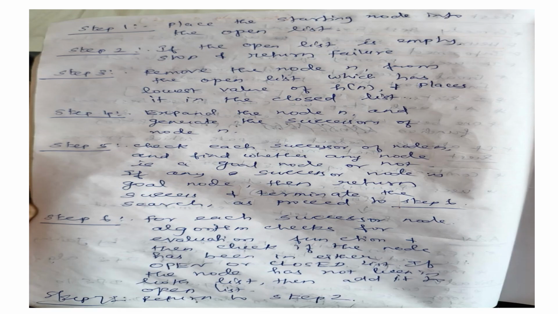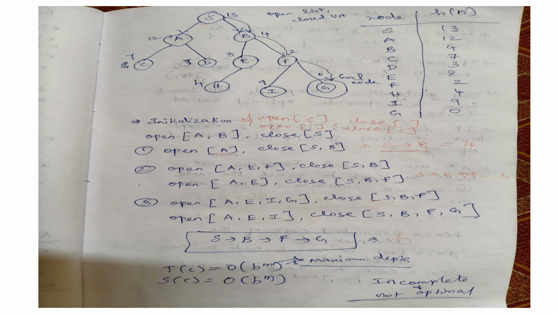So now we'll be seeing the example for it. This is a diagrammatic representation of a graph and a table is given. So first we'll have the heuristic value h(n). Understand the graph. The node S has h(n) equal to 13. A has the h(n) value 12. B has the h(n) value 4. C has 7. D has 3. E has 8. F has 2. H is valued at 4. I has 9. And finally, the goal state G has 0.